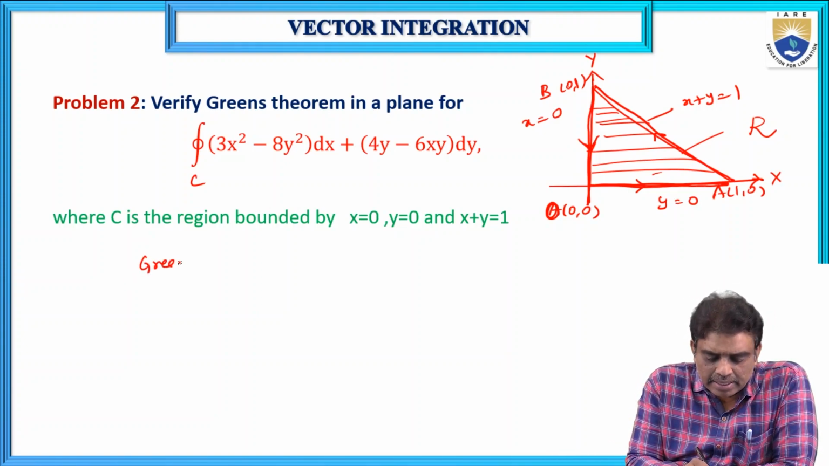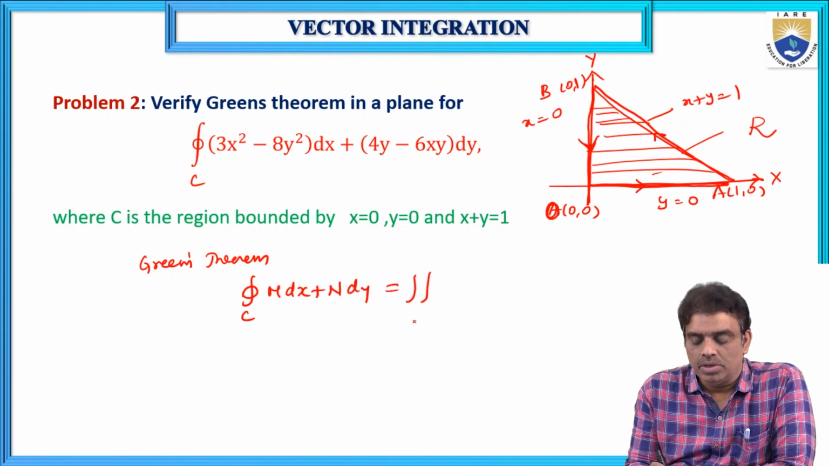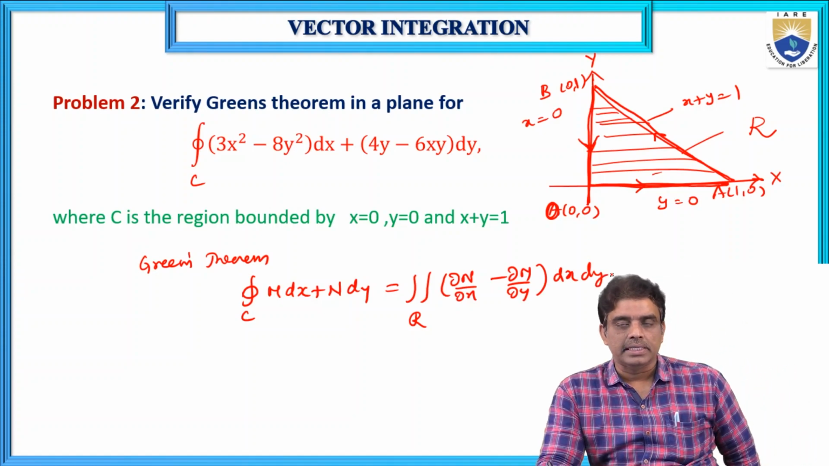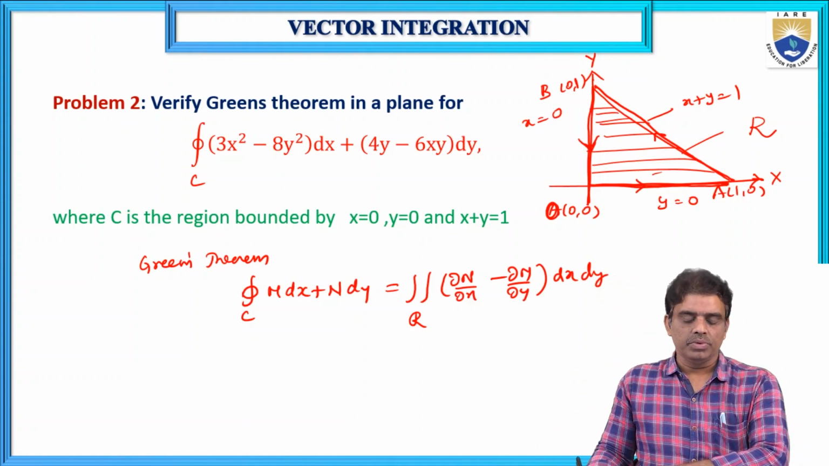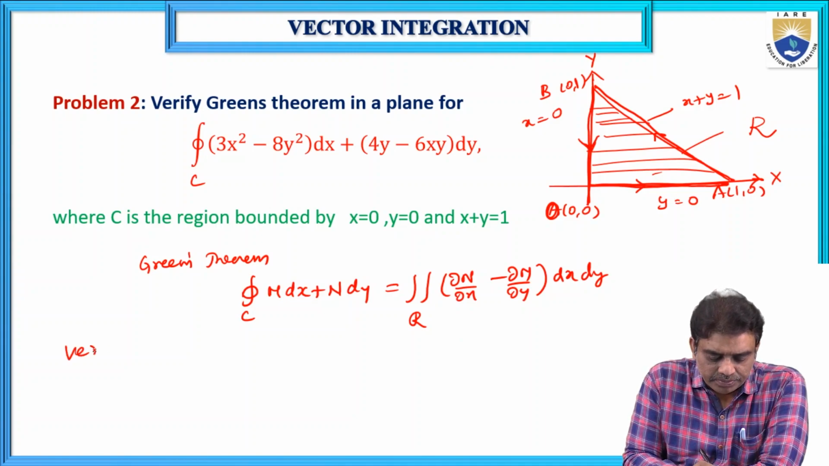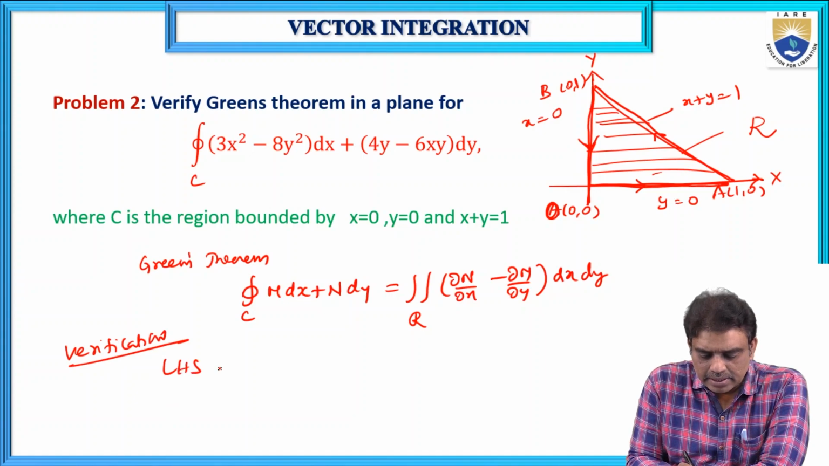And what is our Green's theorem? By Green's theorem, first write the statement: integral over the closed curve C, m dx plus n dy is equal to double integral over R, dou n by dou x minus dou m by dou y dx dy. That is the statement of the theorem, where C is the simple closed curve and R is the region bounded by that curve. And to do the verification, first the LHS.